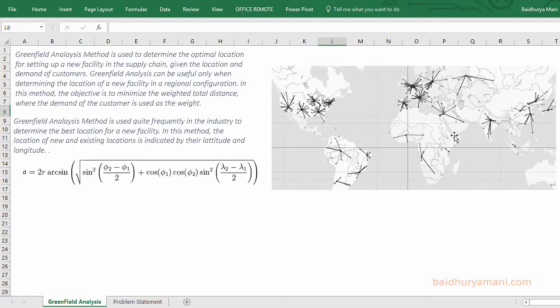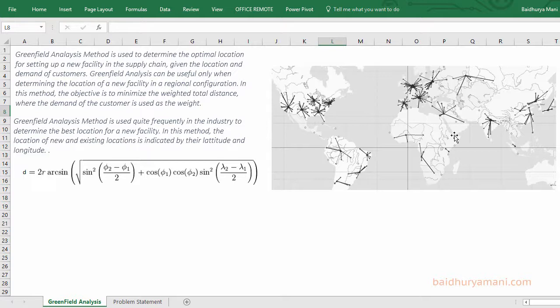The objective function in this method is to minimize the total weighted distance, where demand of the customer is used as weight. The location of new and existing locations is indicated by their latitude and longitude. Hence, in order to calculate the distance between the two locations, I'll use the Haversine formula explained earlier.